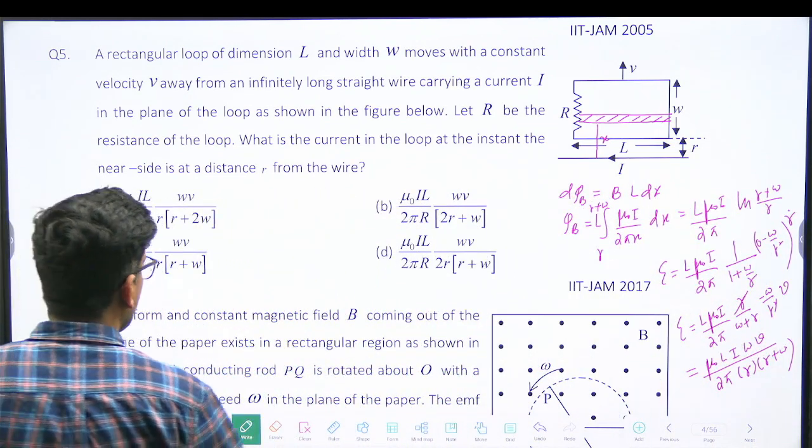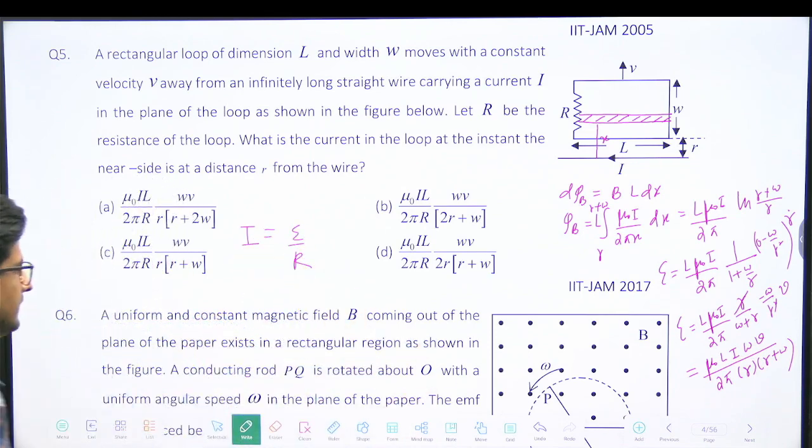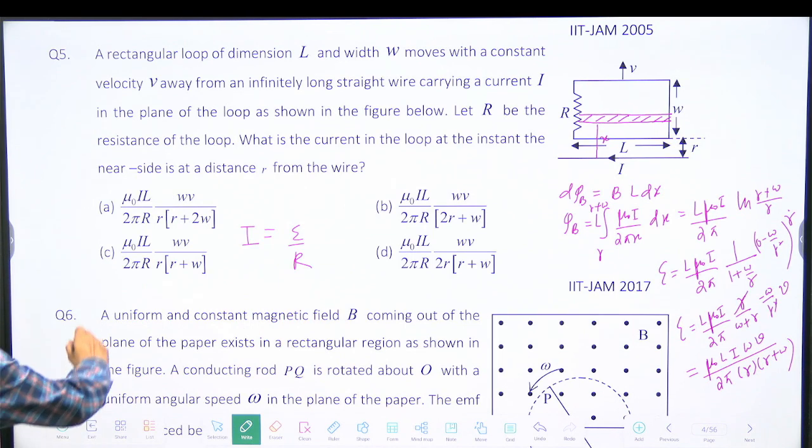So this is the EMF, and current is E by R. So one more resistance term will be added. So you can correlate, it is option C. A good question, basic use of calculus.